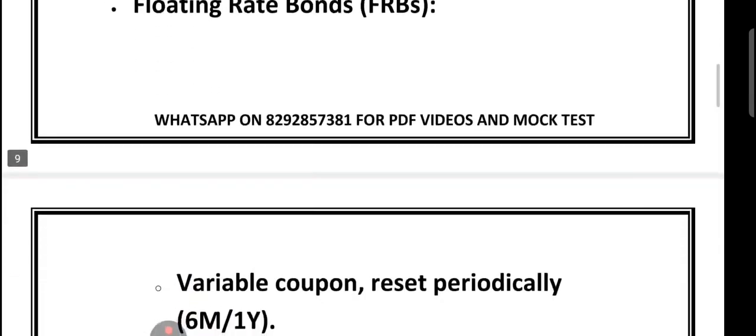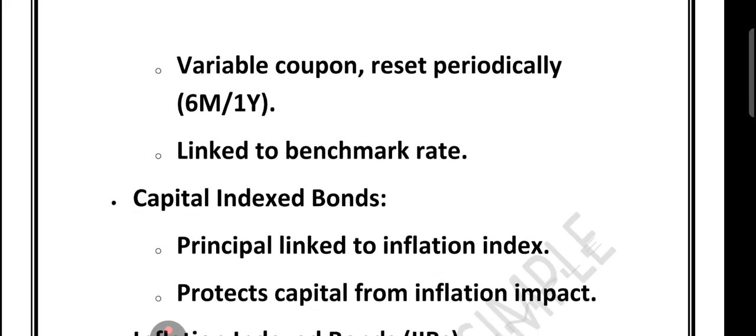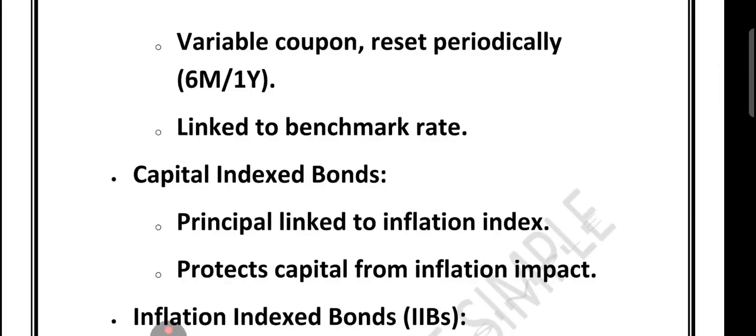Then we have the floating rate bond, or we call it FRB. What happen here, that interest rate changes at a regular interval, or say every 6 months or every 1 year, and this FRB is linked to the benchmark rate, such as the repo rate, so that the return adjusts in line with the market movement.